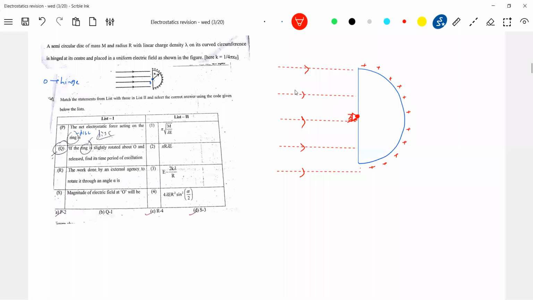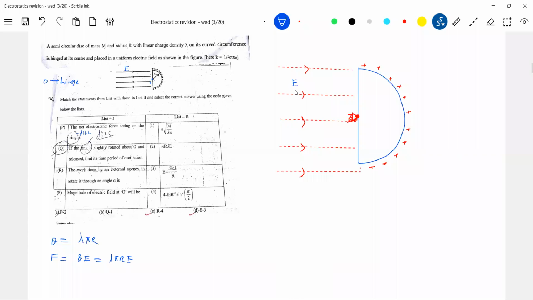So when it is slightly... First, net electrostatic force is acting. So shall we calculate what is the total? Lambda is the charge. What is the total charge on it? Total charge on it, Q, should be equal to lambda into pi r. There's a total charge. And the net force, how will it act? It should act horizontal. So the total force acting on it should be Q into E. E is the external field, uniform electric field E. So therefore, this will be lambda pi r into E.